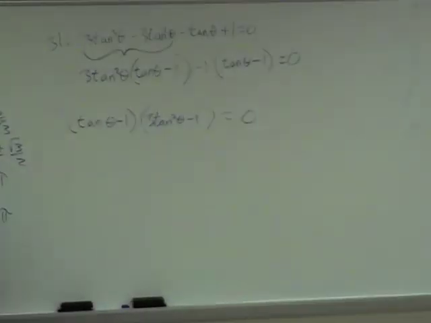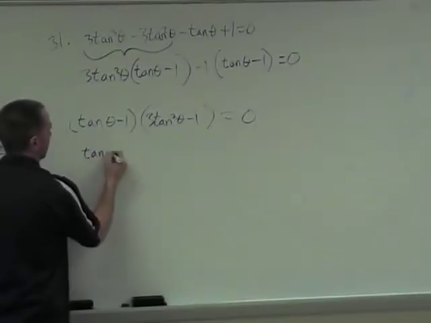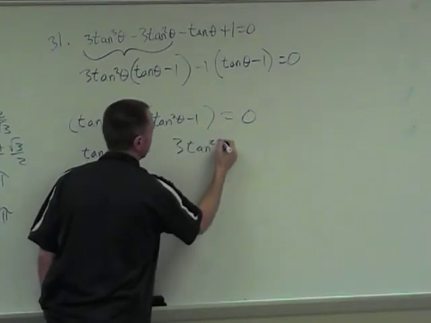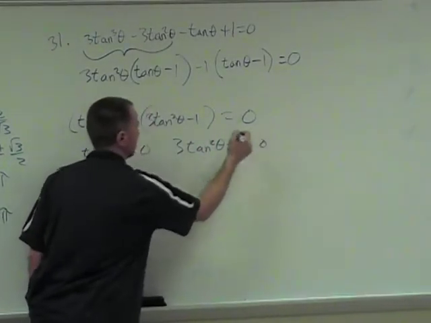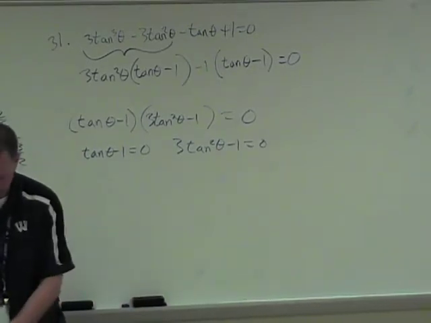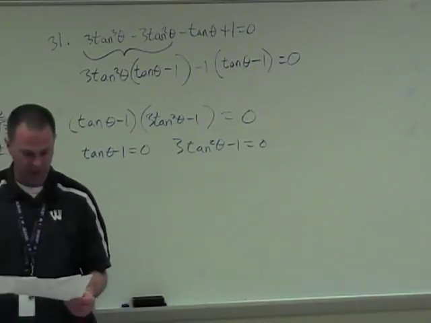And now you have what we did yesterday, zero product rule. You got to solve each of them. Tangent of theta minus 1 equals 0, and 3 tangent squared of theta minus 1 equals 0. Everybody solve those right now.